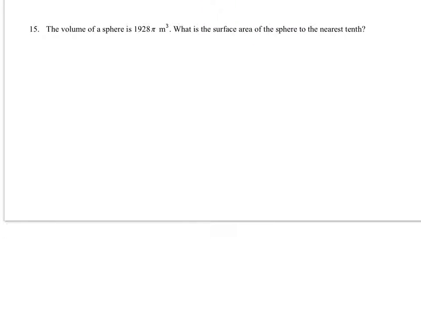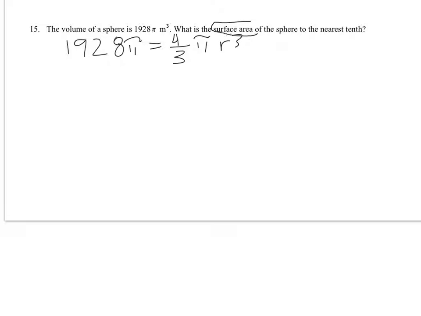The volume of a sphere is 1928 pi. Volume is equal to 4/3 pi radius cubed. It's asking for the surface area, so I have to first figure out what r is. One thing I'm going to do first is divide by pi on both sides. The reason I'm going to divide by pi is because those two cancel. So 1,928 is equal to 4/3 r cubed.